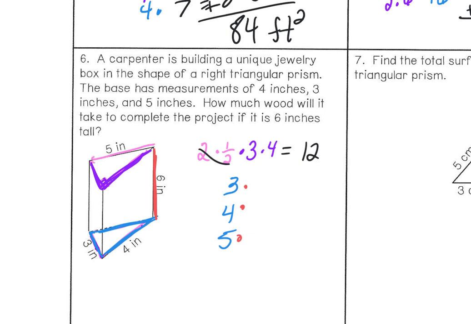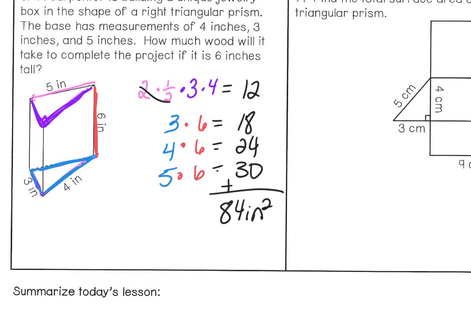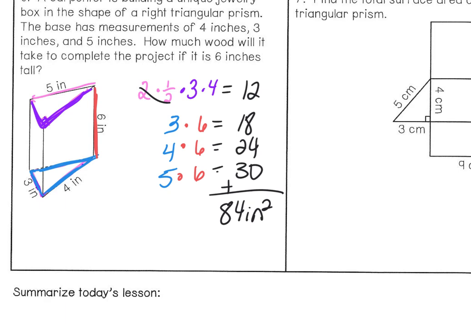That's the 3 rectangles. But if you go around the triangle, which is the blue, we're going to multiply it by how tall it is. That will take care of that for you. Okay, so you're going to multiply those out. And then remember, we're going to add all of this together, including the 12. Please pause and do those calculations. Okay, there we are, 84 square inches.